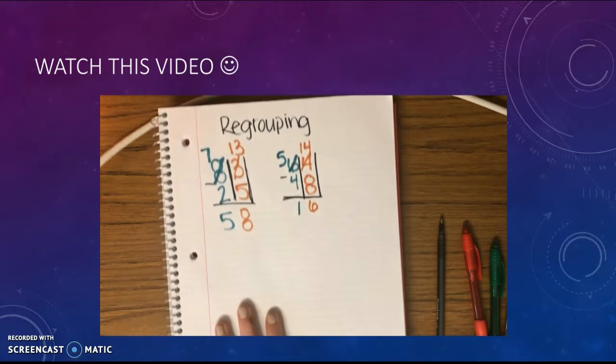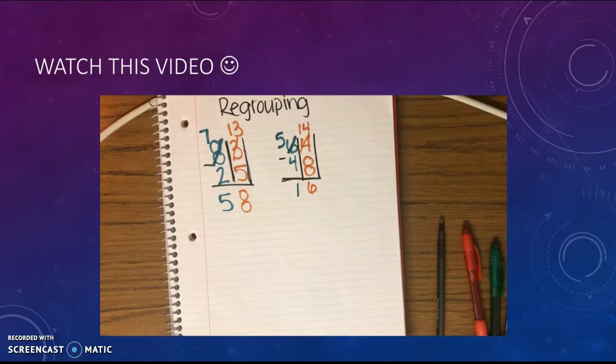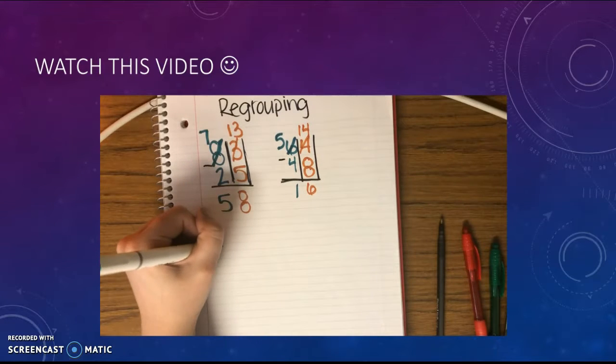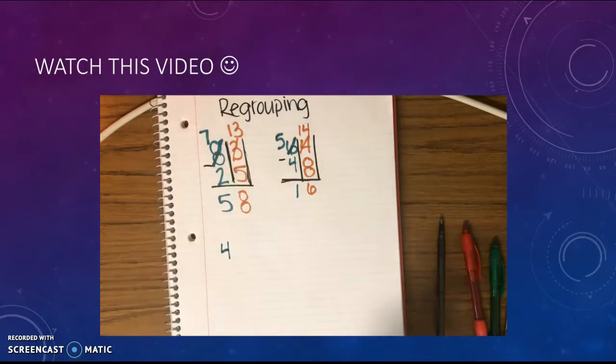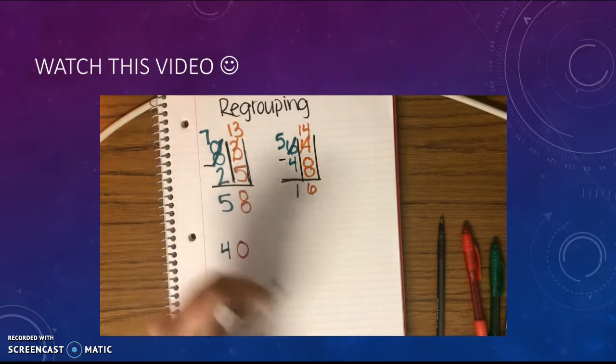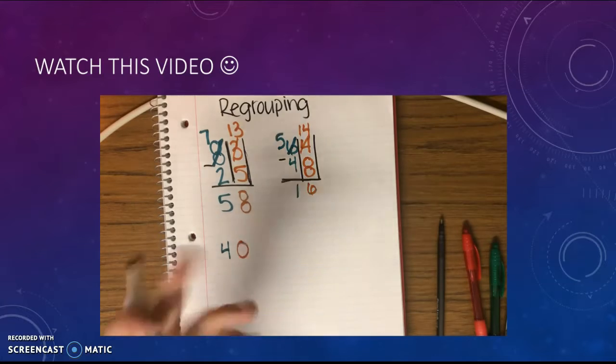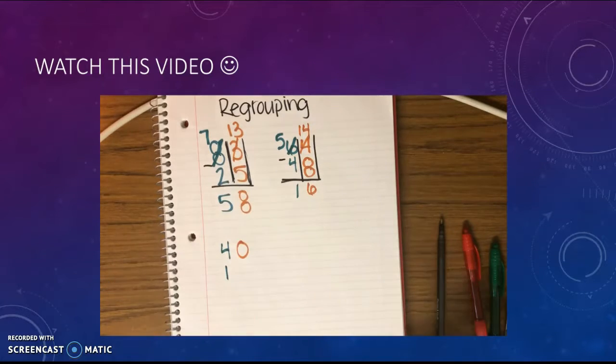So the next set of problems we're going to work on is problems that have a 0 in it. So the first one we're going to do is 40 minus 18.